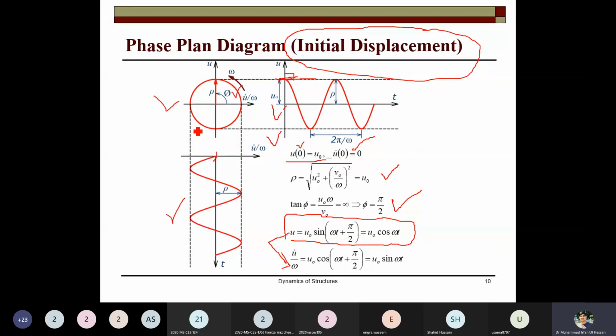And similarly, it is a circle, where rho is basically equal to the radius of this, and this will be the phi angle of that. So you can plot U versus time, U dot versus time, and so on. In this way, you can also see the response of the system with initial 0 velocity.